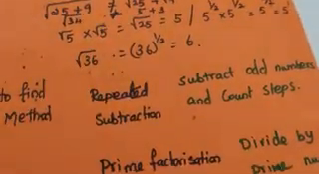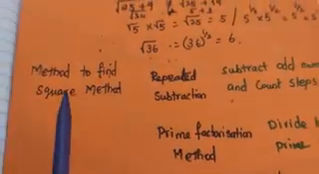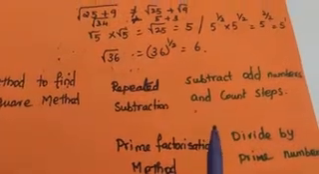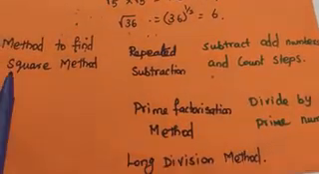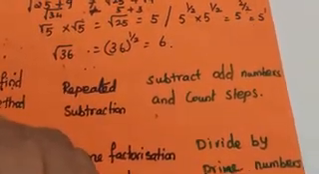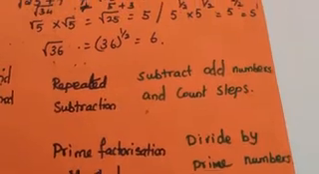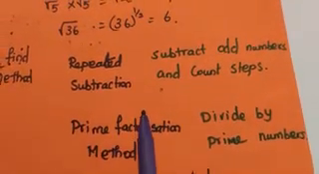Right, now how to find the square root of a number? Different methods are used here to find the square root of a number. Method to find the square root. Here I wrote it wrong, square root. Now the first method is repeated subtraction.